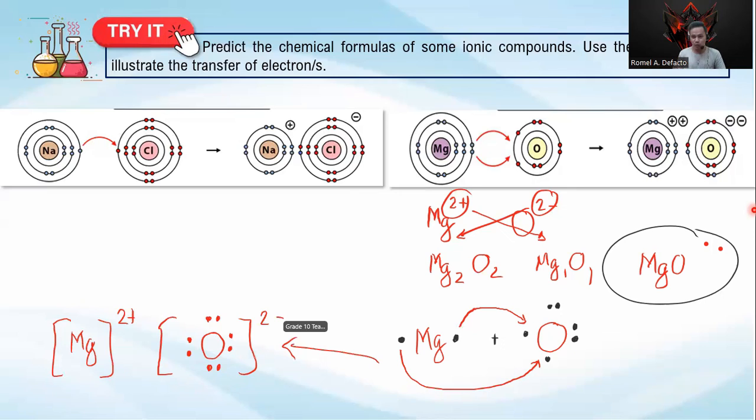Okay? So, that's why when you check the illustration, it has two extra protons, meaning it has an excess of two protons, and you have there 2 electrons, meaning it has an excess of two electrons. So, this is how this illustration shows the formation of this ionic compound. Okay?